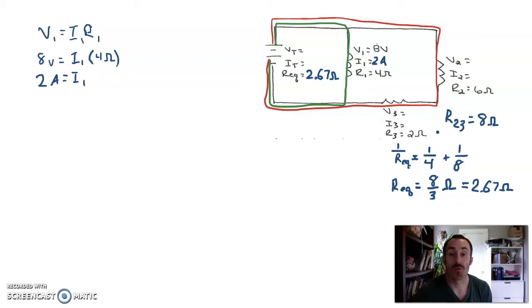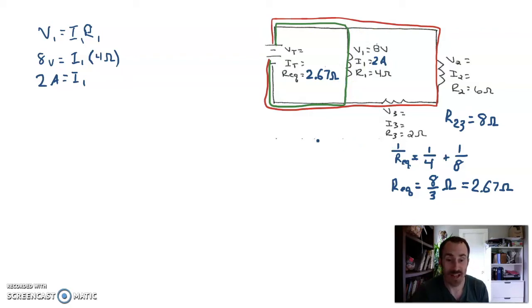And that means that half the current is going to travel through the red path. Okay, so resistance is resistance to current flow. And if you have twice the resistance, you'll have half the current. And so if this has 2 amps of current flowing through the green path, half of that is going to travel through the red path.